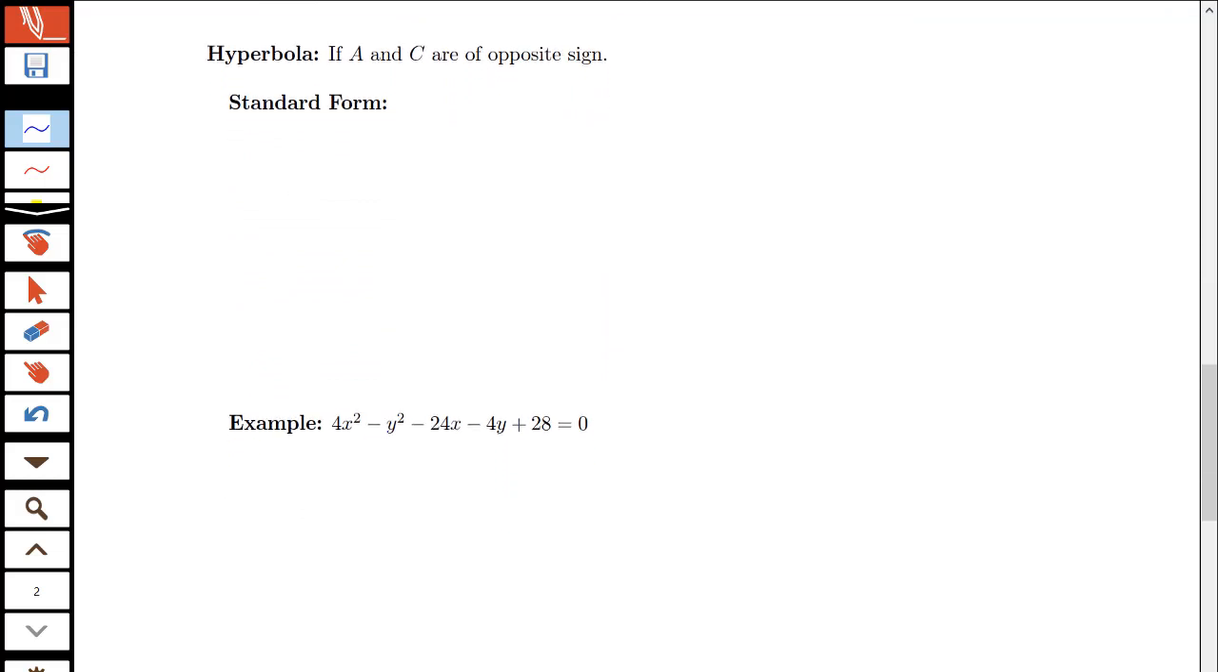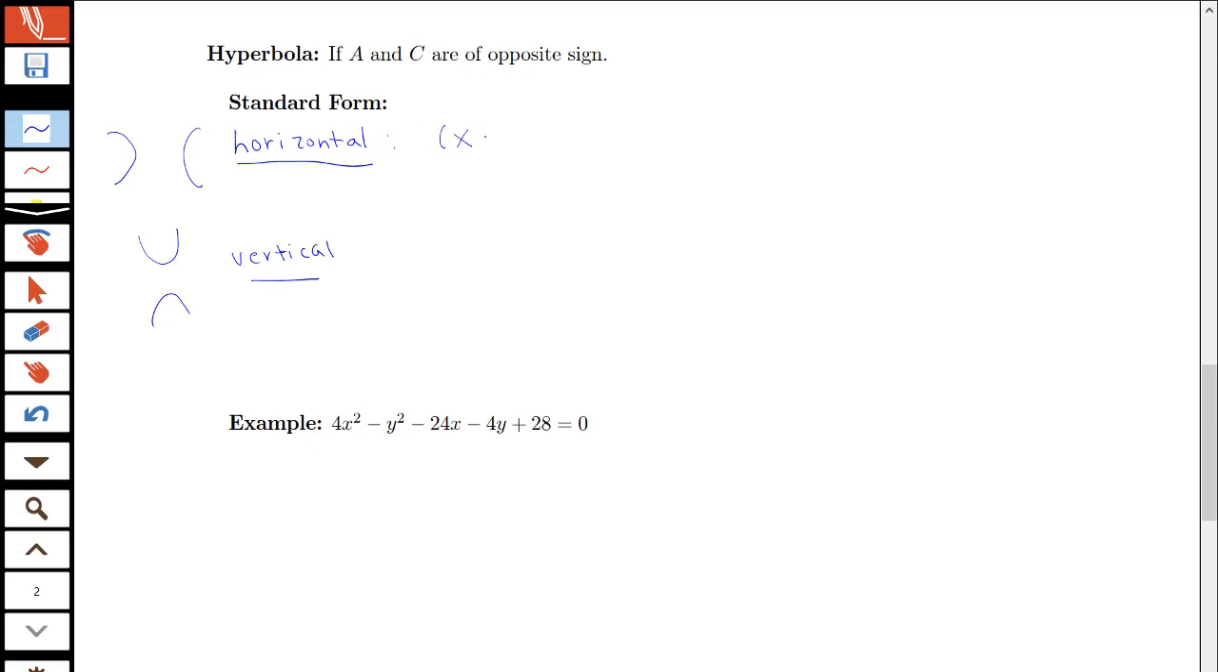You're going to get a hyperbola if those coefficients of x squared and y squared are of opposite signs. And there are 2 different standard forms that can occur, depending on whether your hyperbola ends up having a horizontal axis or a vertical axis. Just like we can have horizontal and vertical parabolas, we can have horizontal and vertical hyperbolas. Our horizontal one looks something like this, versus a vertical one that looks like that.